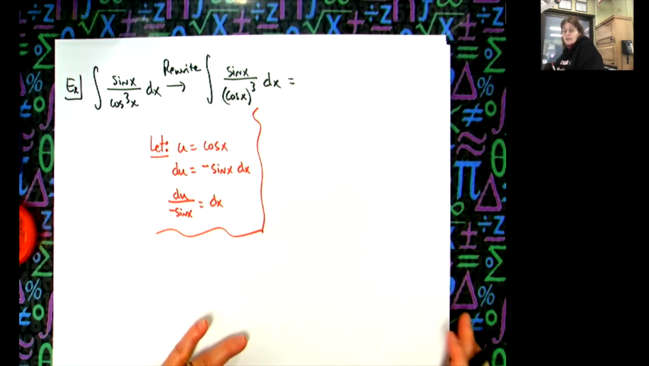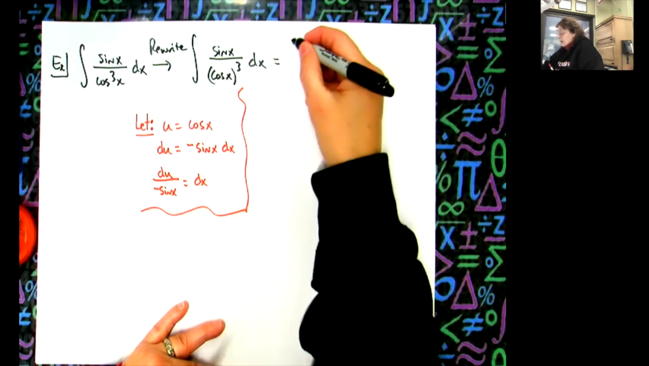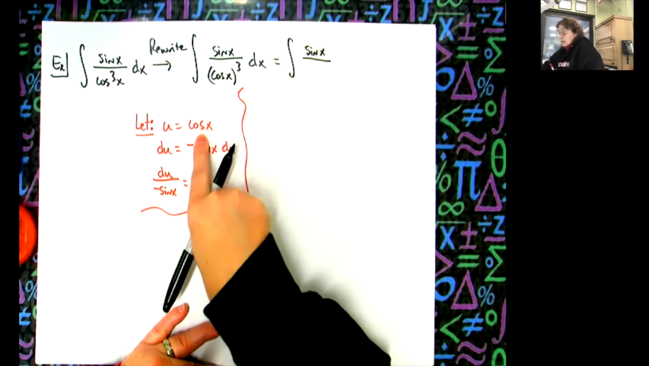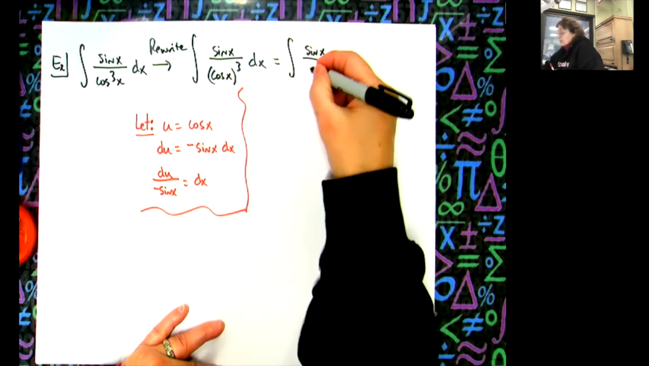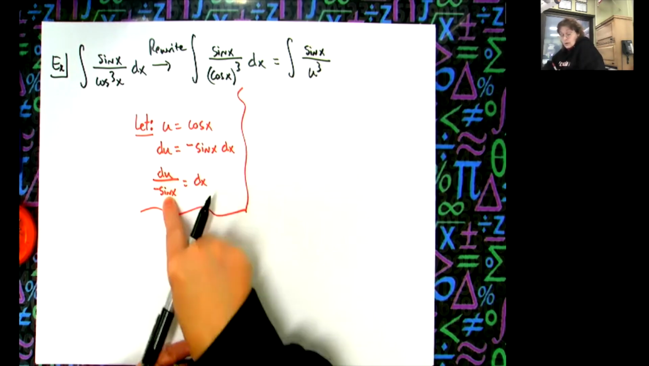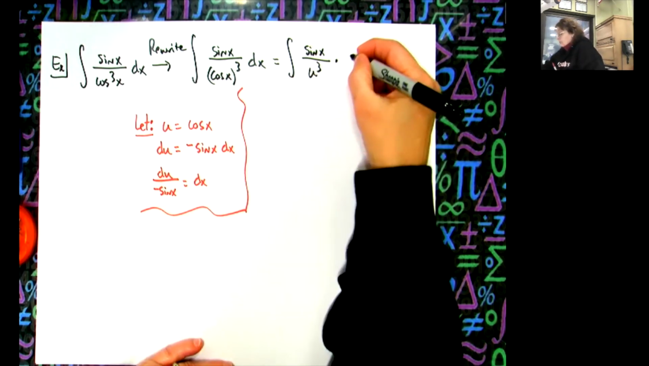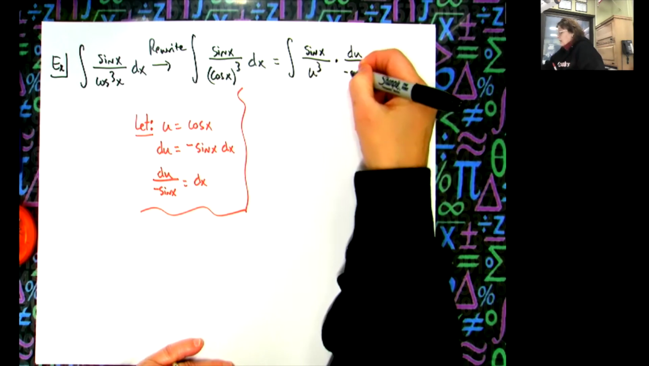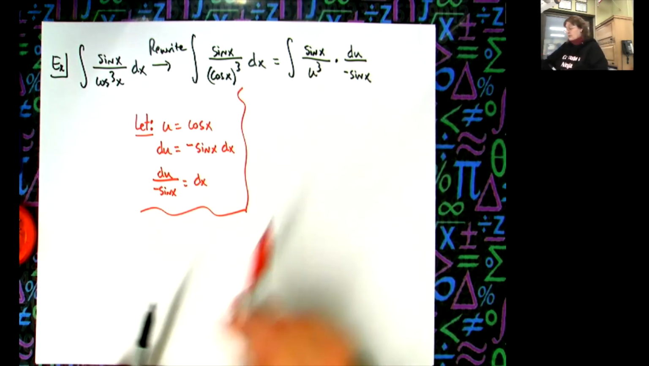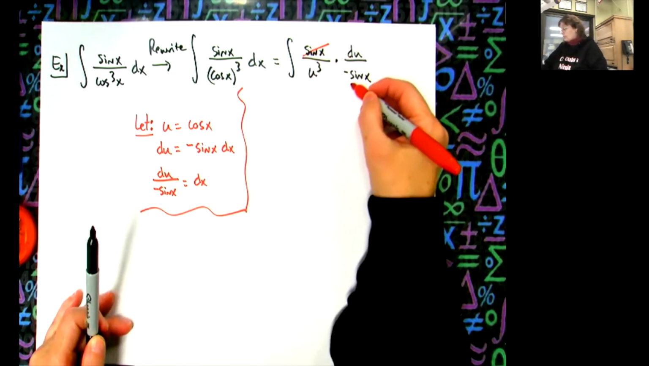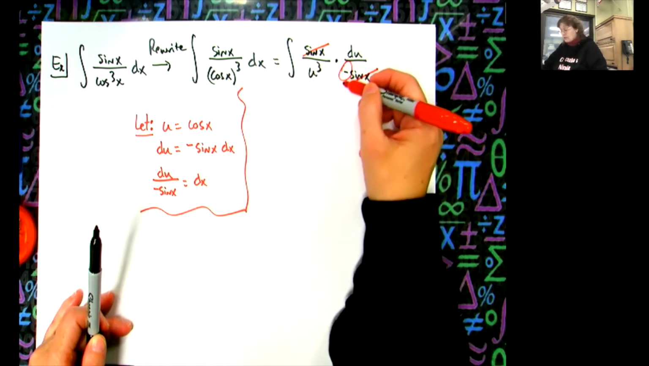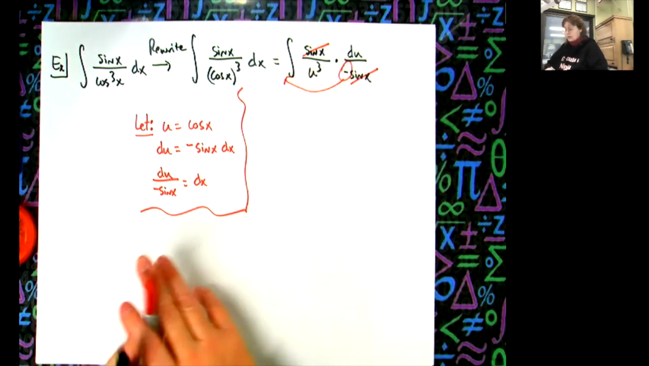I'm going to come back up here. Now I'm going to start replacing everything that I can. My sine x on top is going to stay. This is what I let u be, so I'll replace that with a u, so that'll be a u to the third. My dx, I'm going to replace with what I let it equal, so a du over negative sine x. Our goal here is to get rid of all the x's. It's going to happen. Sine x crosses out with sine x. Now don't forget the negative right there.